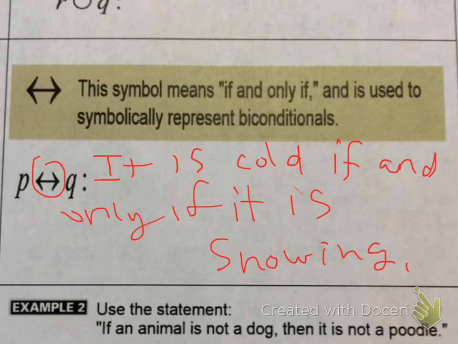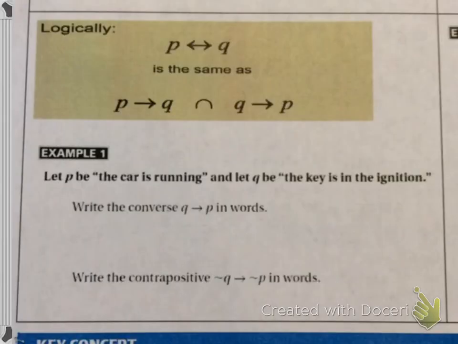Okay. So now what we're going to do is take it and put it all together in a couple of examples. So logically, P if and only if Q is the same as P implies Q and Q implies P. So let P be the car is running and let Q be the key is in the ignition. Write the converse, which is Q implies P. So we would say the key is in the ignition if the car is running, because we do the opposite.